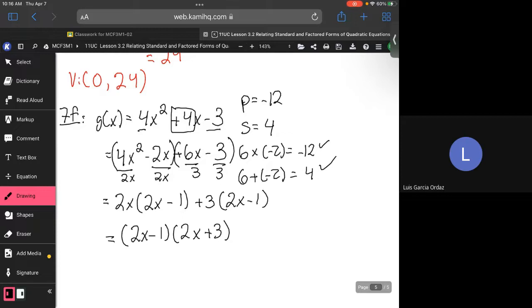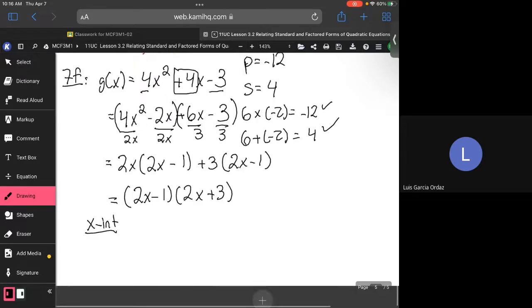Olivia, what do I need? What pieces of information do I need? What's one of them? The x-intercept. Okay, I need my x-intercepts first. And what would they be? This one's a bit harder because it has a 2 in front of it. So remember, I have to set 2x minus 1 equal to 0 and 2x plus 3 equal to 0. So, Olivia, do the first one. It would be 1 over 2.